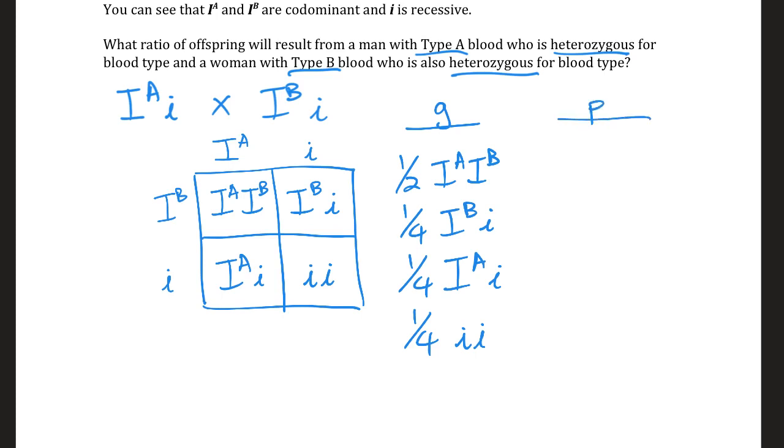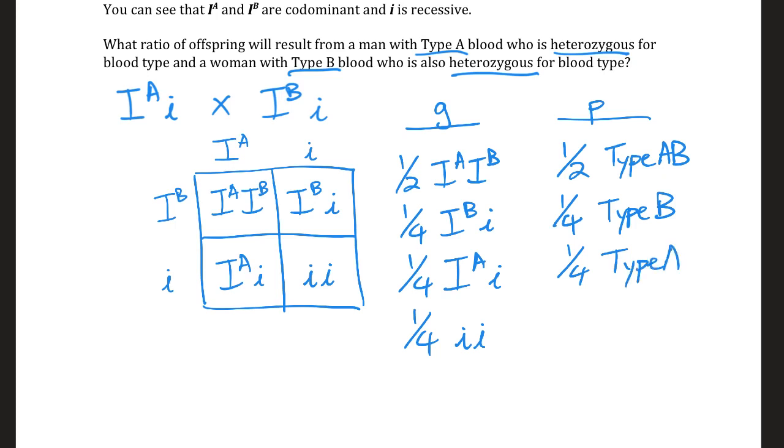Let's look at the phenotypic ratio. Okay, so phenotypic ratio, we would expect 1/2 to be type AB blood, 1/4 to be type B, 1/4 to be type A, and then 1/4 to be type O.